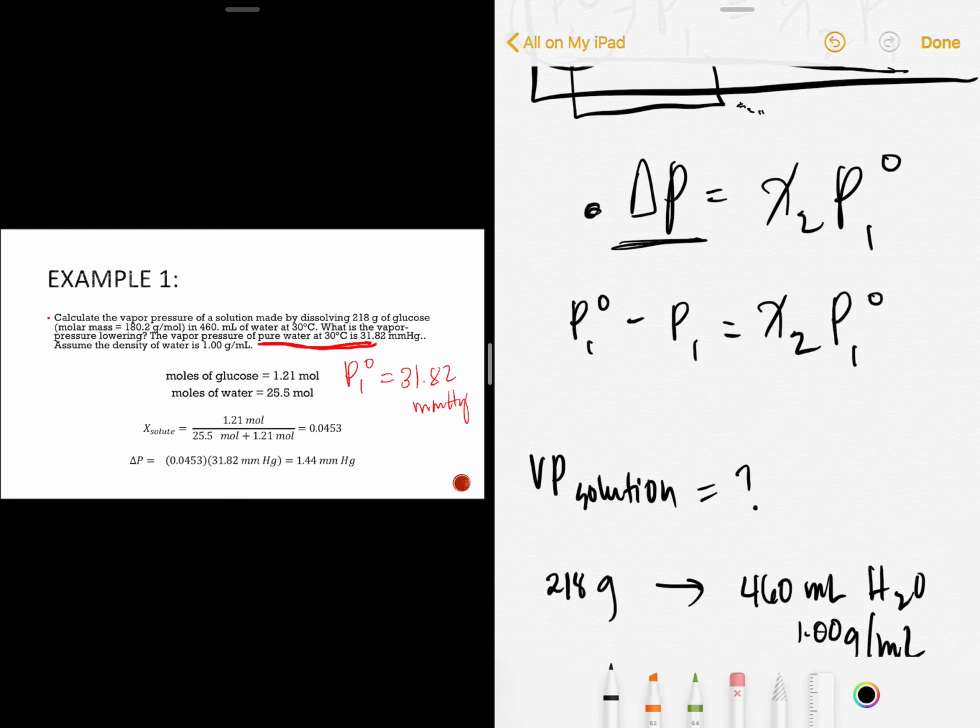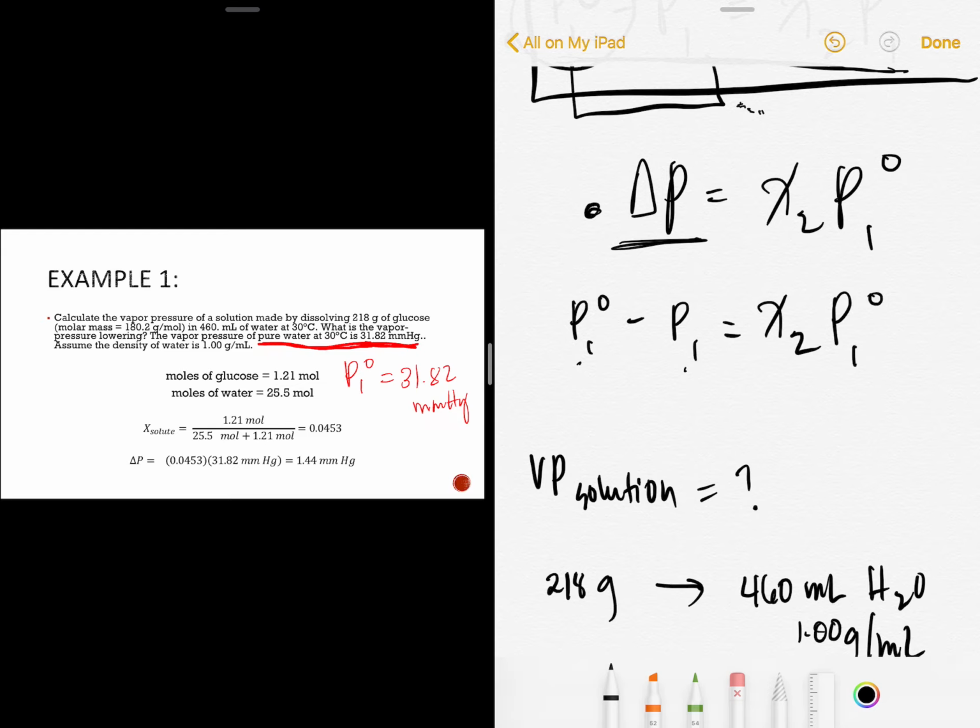So P1 naught was given to you in the problem. It's 31.82 millimeter mercury. When it comes to the units, ang mahalaga lang dito, magkaparehas yung pressure, no? Kasi si mole fraction, it's unitless. So, if your P1 naught is millimeter mercury, dapat si P1 mo, it's also millimeter mercury. So, kung atmosphere si P1 naught, si P1 dapat ay atmosphere din.